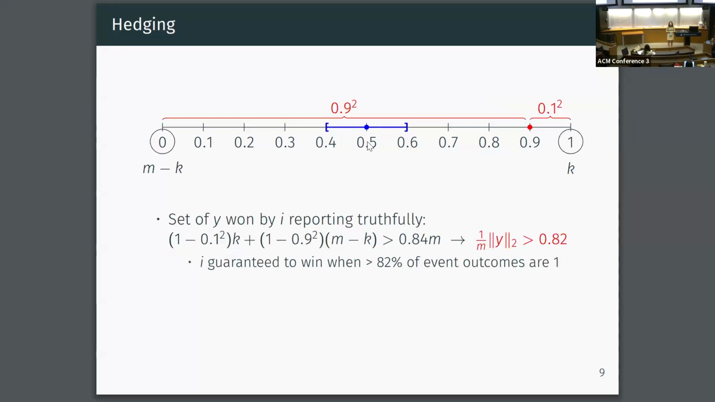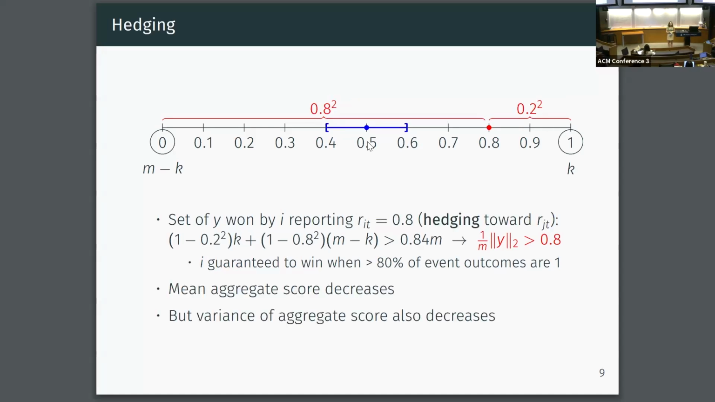But what is the set of outcomes where i will definitely win by reporting truthfully? If we have K ones, then they end up with a score of 1 minus 0.1 squared by the proper scoring rule being the quadratic score. And if 0 occurs, then they receive 1 minus 0.9 squared. If you do a little math here, i is guaranteed to win when at least 82% of those event outcomes end up being 1.